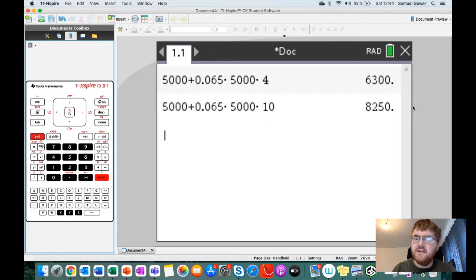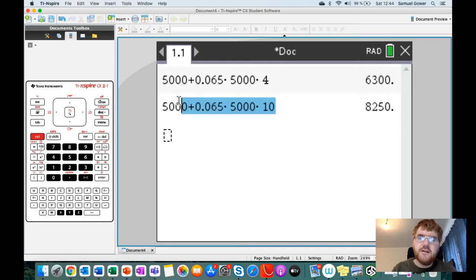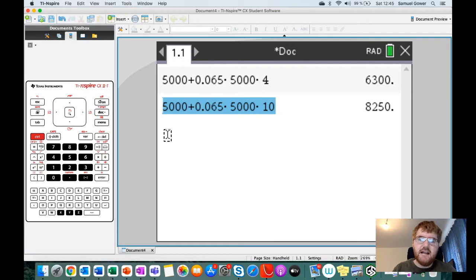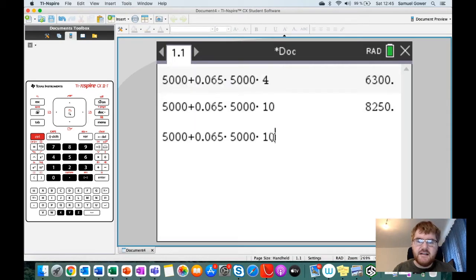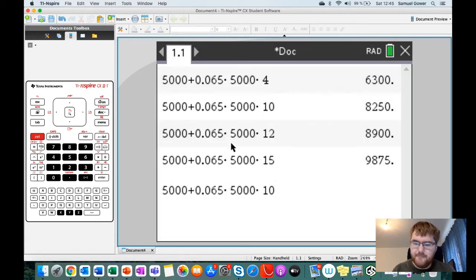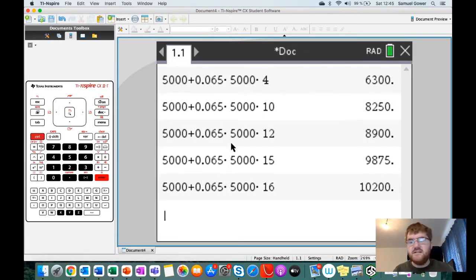Okay, so after 10 years we get 8,250, which is again not quite 10,000. What you can do with the graphical calculator is you can actually copy and paste. So that's really helpful. So I'm just going to paste this across, and this time I'm going to change this to say 12 years. That gives us 8,900, which is again not quite enough. So I'm going to use the copy and paste function. You can do Control V and Control C on your graphical calculator. Let's try say 15 years. Okay, this is really close, so 9,875. So let's try the year above that, let's try 16 years. And you'll see we get to our answer above the 10,000 here.